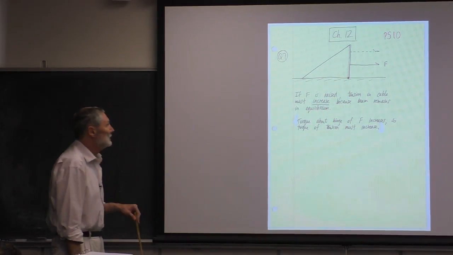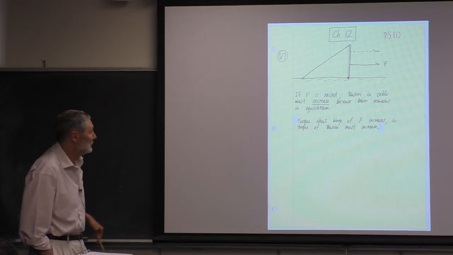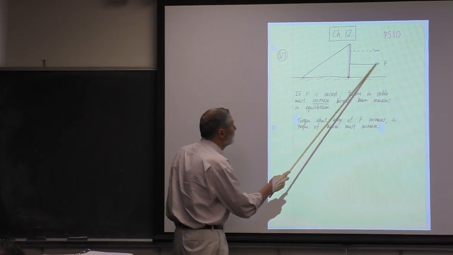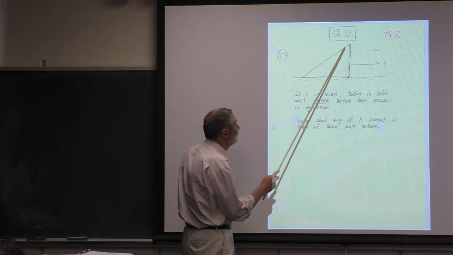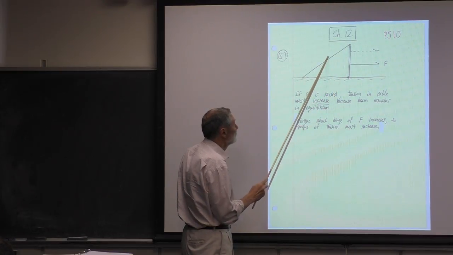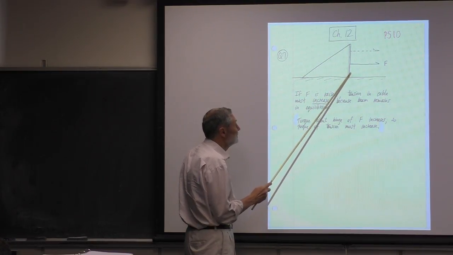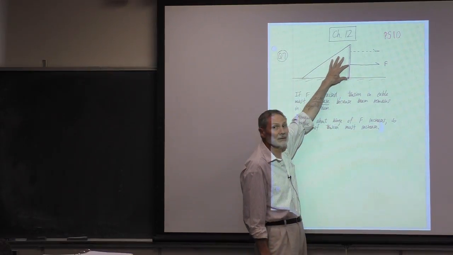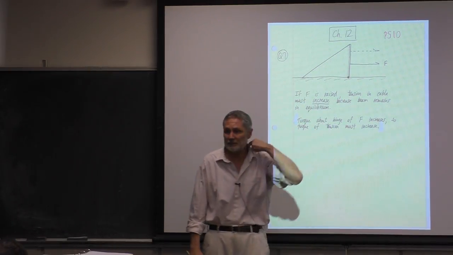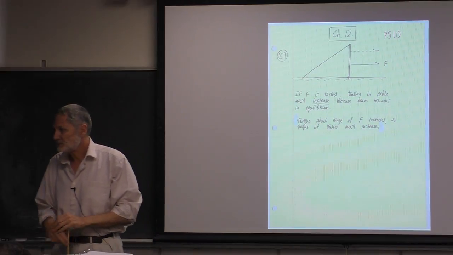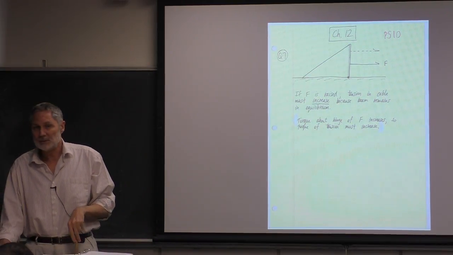So for keeping the magnitude of this force constant, the magnitude of the torque here is proportional to this distance right here. If you double it, you've got to double the torque. Any questions about that one?